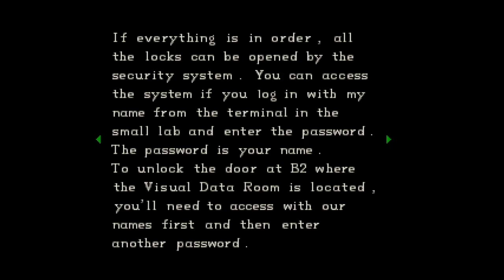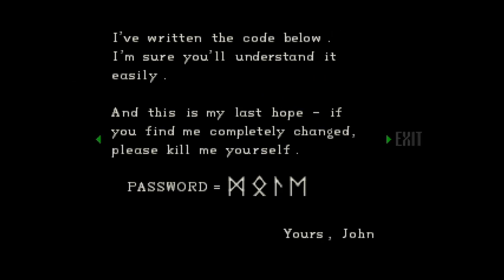To unlock the door at basement 2, where the visual data room is located, you'll need access with our names first, and then enter another password. I've written the code below. I'm sure you'll understand it easily. And this is my last hope. If you find me completely changed, please kill me yourself.